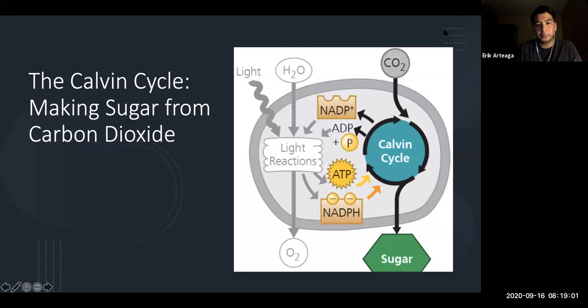All right. So the Calvin cycle, making sugar from carbon dioxide, and that's essentially what it is, okay? So we gain energy, and we gain reducing power, the glue, from the light reactions, right? This can be plugged into the Calvin cycle, where CO2 can also be plugged in, and this is going to be used to make sugar, all right? And that's essentially the gist of what I want you to know there, all right?